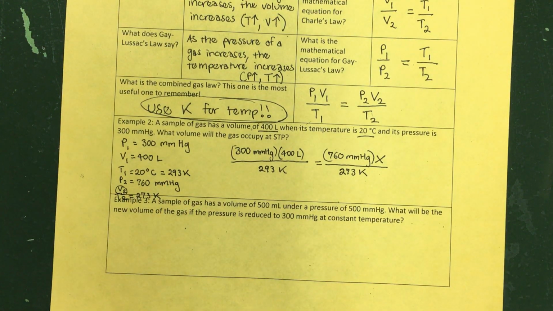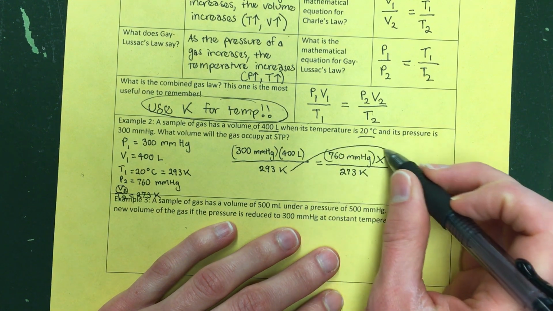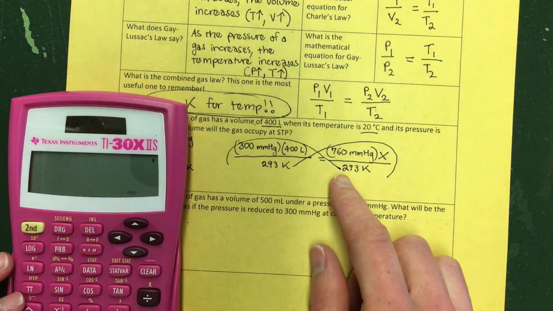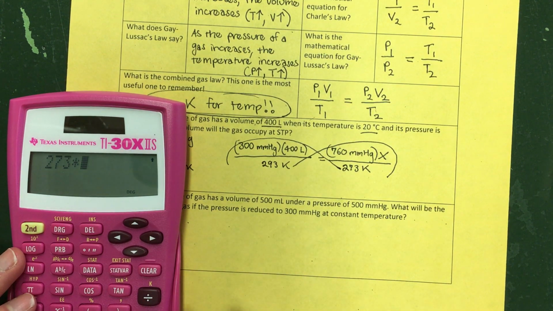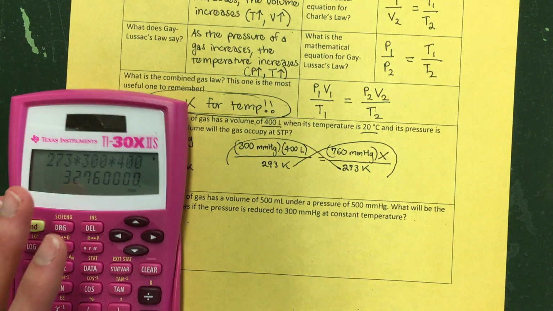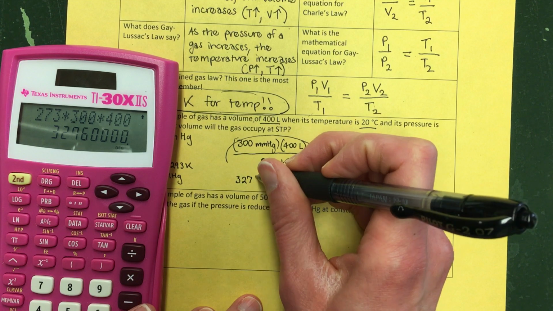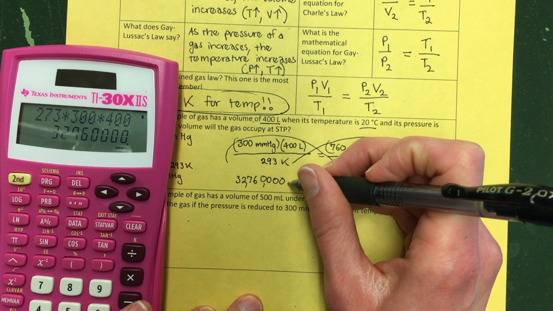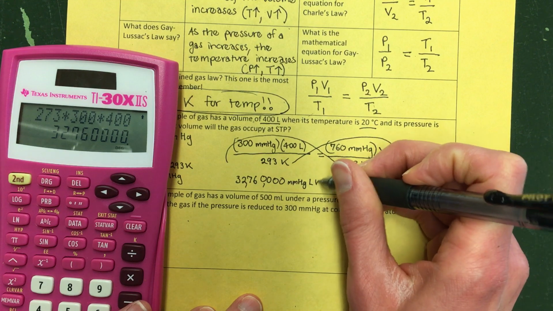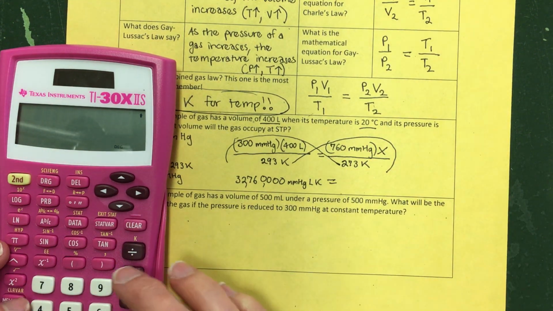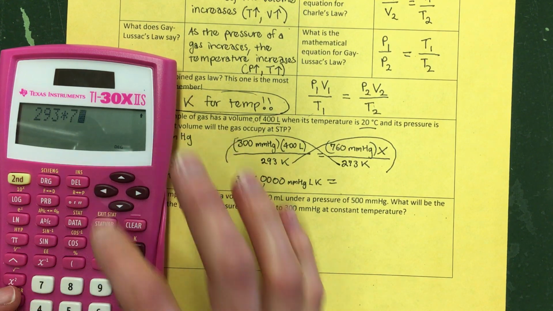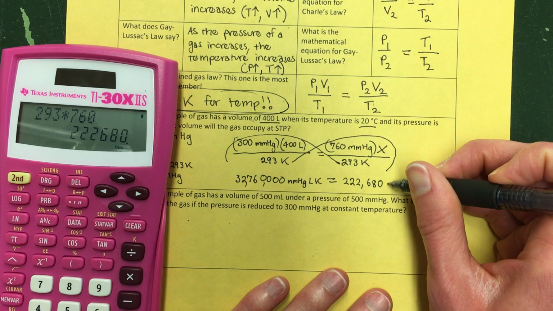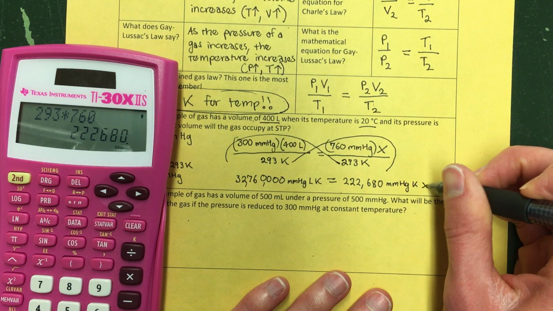When you have fractions like this, the best way to do it is to multiply the bottom of this fraction by the top of this one, and the bottom of this fraction by the top of this one. I don't know if you remember from math that you can do that, but you can. So I'm going to do 273 times 300 times 400. It's a big number: 3,276,000. And there's a lot of units on that number: mmHg, liters, and Kelvin. And then on the other side, I'm going to do 293 times 760, and I've got an X over there. So this is 222,680 mmHg and K, and then I've got X.